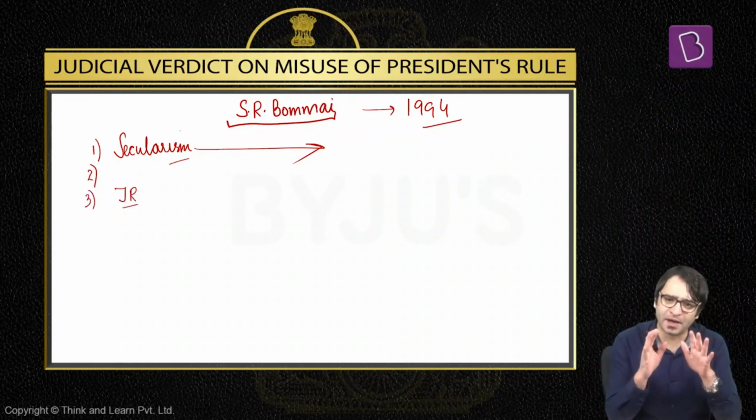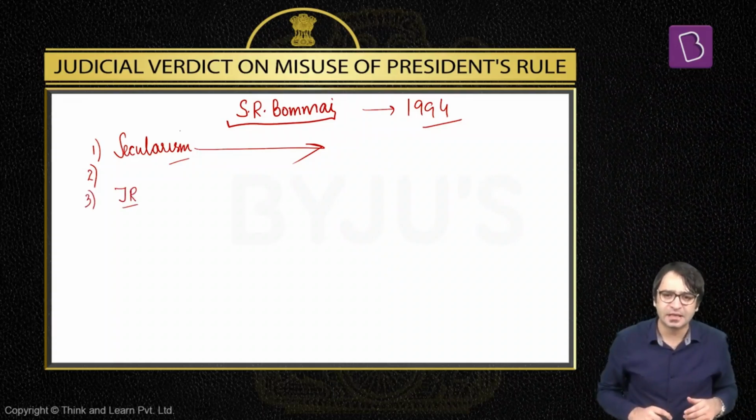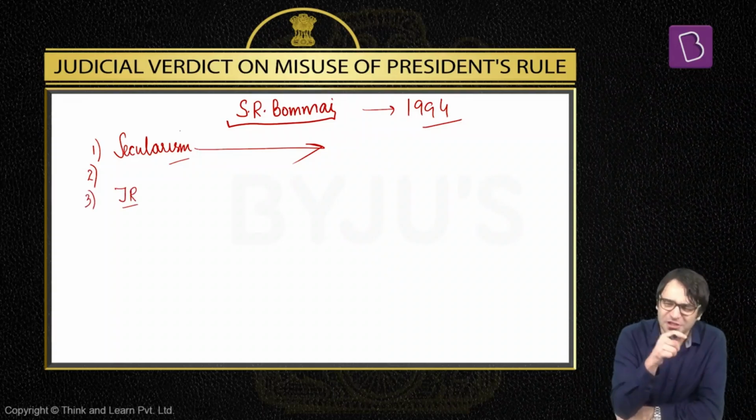The Supreme Court said judicial review. Judicial review is part of the basic structure of the Indian Constitution. Whenever the central government imposes President's rule in a state, anybody can approach us and we will conduct a review of this President's rule. This is where it becomes even more interesting.